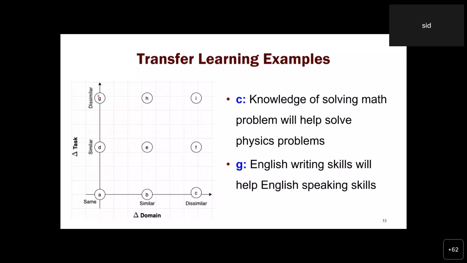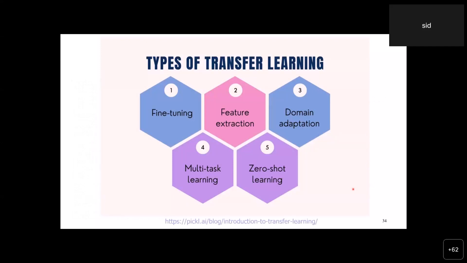If you look at G, which is dissimilar tasks and similar domain, English writing skills will help English speaking skills. The domain is still the English language, but the task changes from writing to speaking. So you take something from writing and use it for speaking. So with that example, hopefully all of you will appreciate how transfer learning can help us adapt to change in domain while our tasks remain the same.